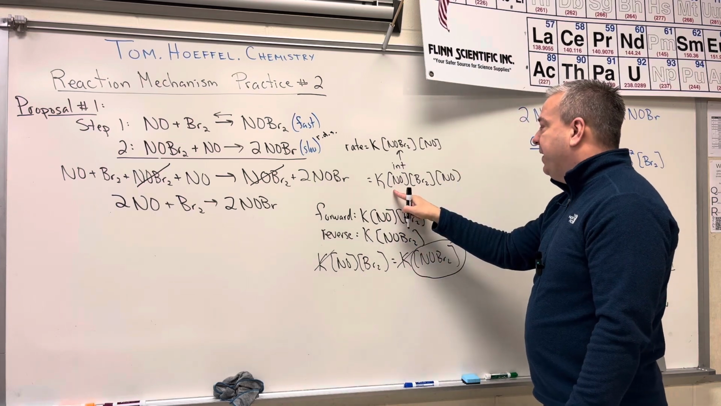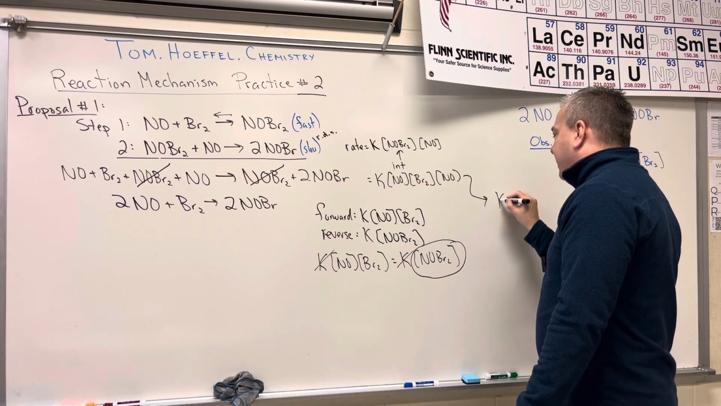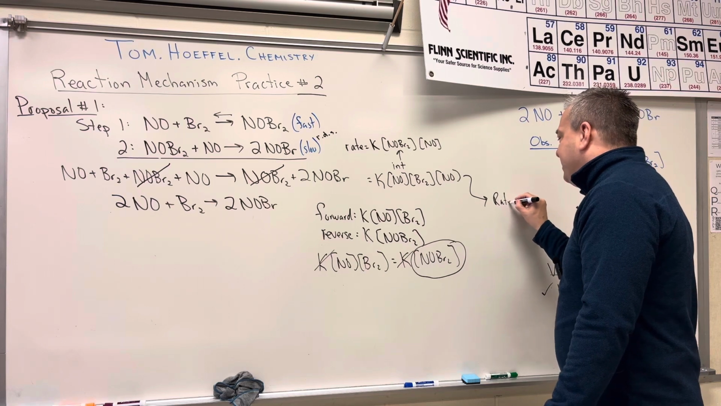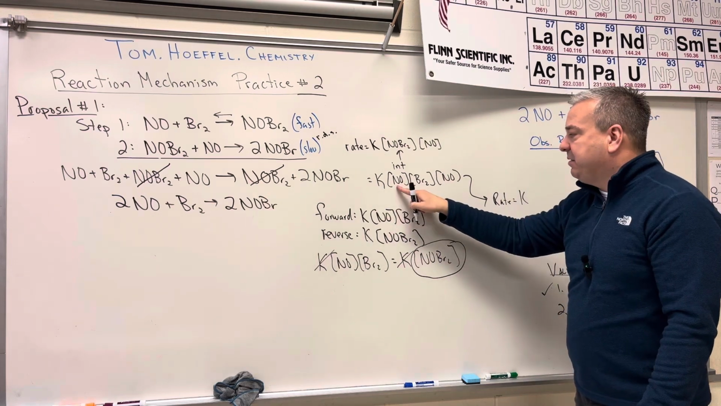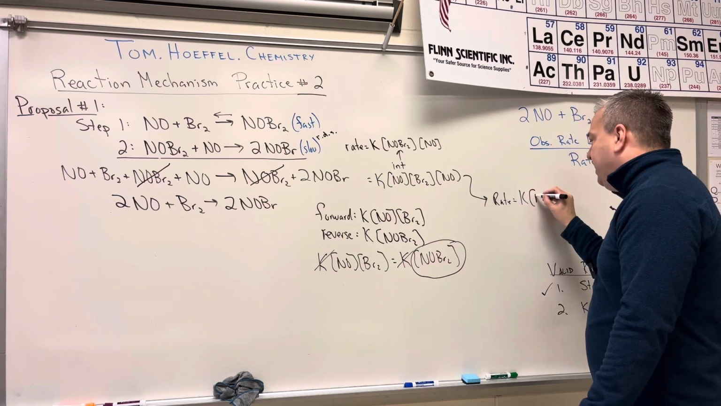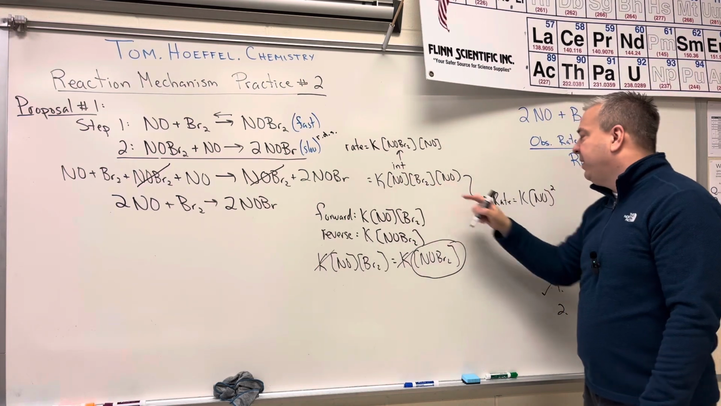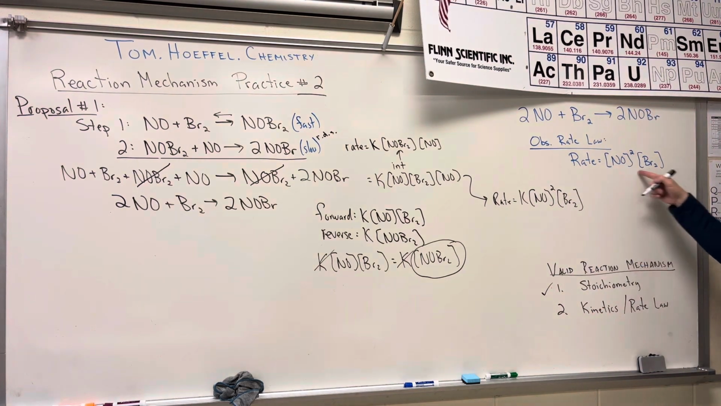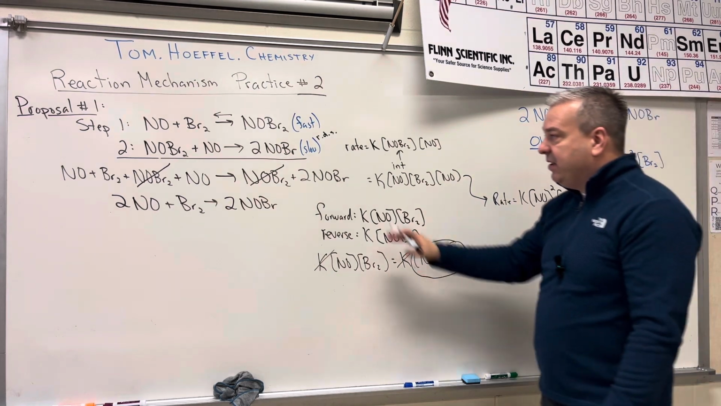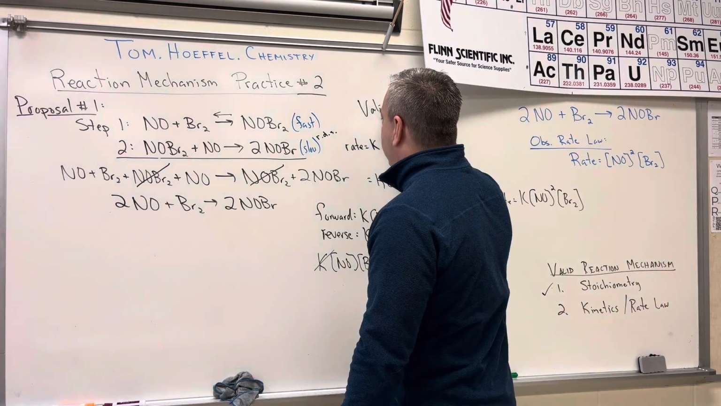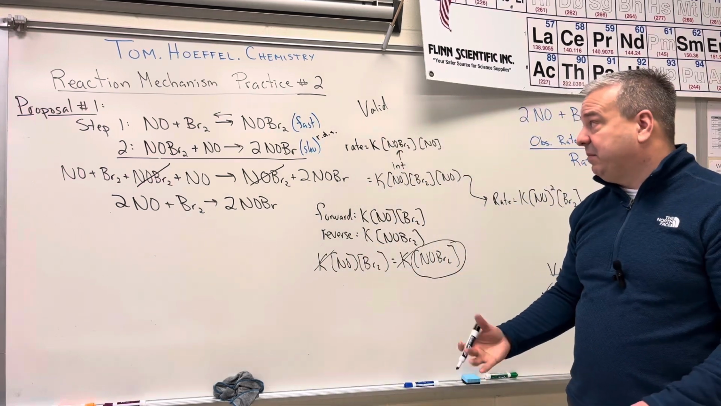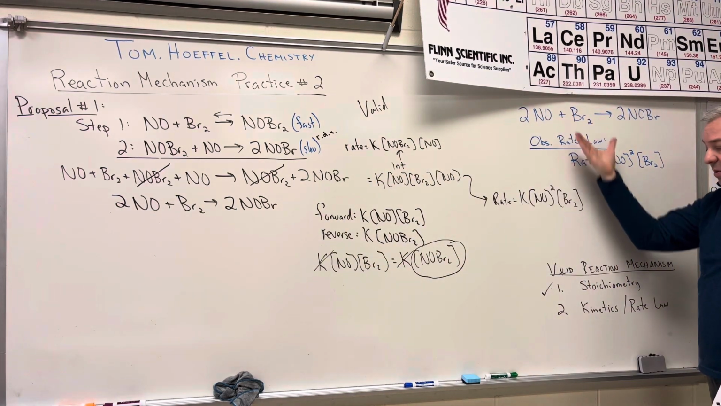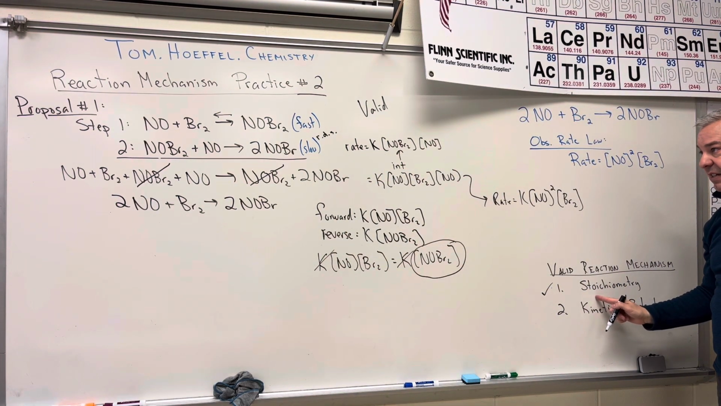And then if we were to simplify this, okay, bring it down here, the rate is going to be equal to K times both of these NOs, so that's going to end up being NO to the second power, Br2. And you're going to see, hey, this matches the observed rate law. So this is considered a valid reaction mechanism, okay? It passes the stoichiometry test. When we add things up, it equals the overall chemical reaction. So it passes the stoichiometry test, okay?